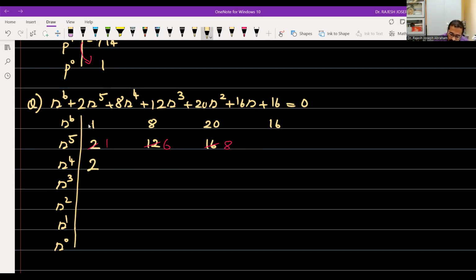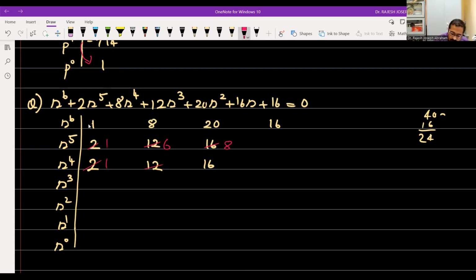Then 2 into 20, 40 minus 16 is 24. Okay, so 24 by 2, 12. Then what is the next thing? 2 into 16, 32 minus 1 into 0, 0 divided by 2. That means again 16. So again we have here a common factor of 2.